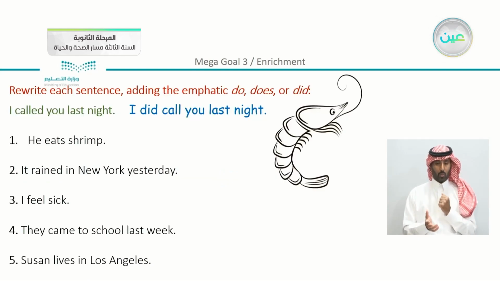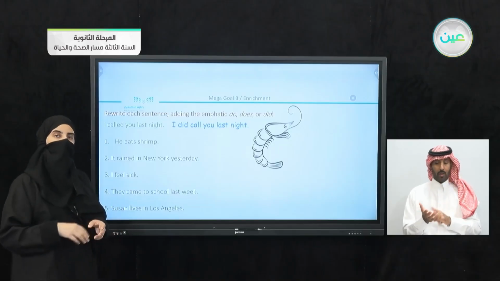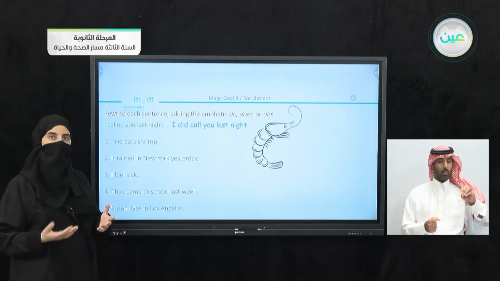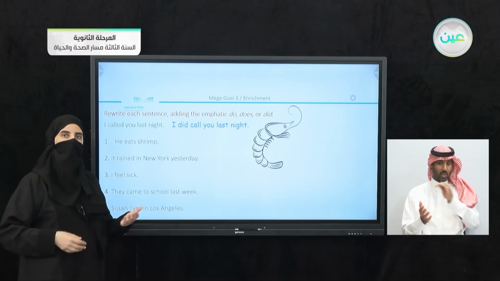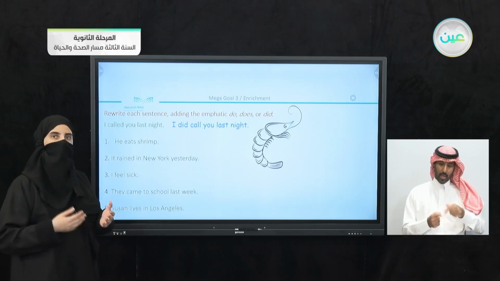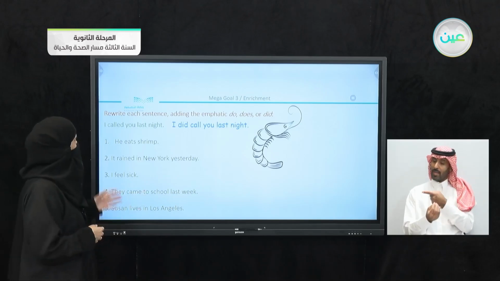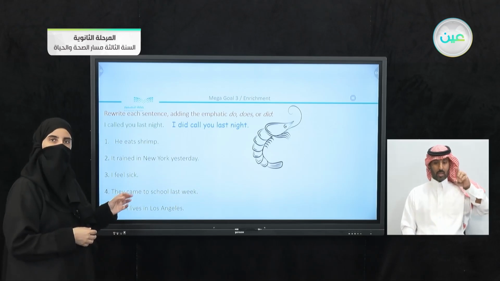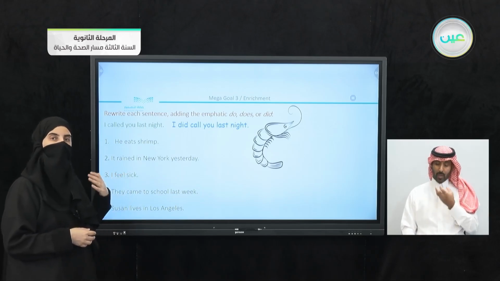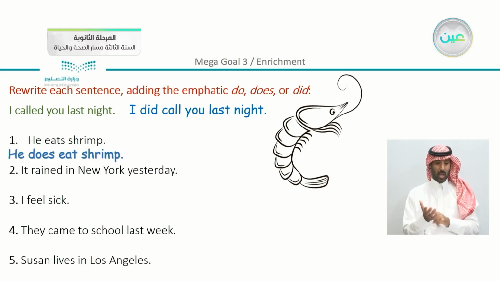Now we have done the exercises here. This time we are going to focus on the emphatic do. Now remember that we said that do can emphasize the sentence. You can use it in the past or the present. So we have here do, does, or did. They can be applied within the sentences. So the first one, he eats shrimp. From the verb, you can see that it is in the present simple. There is an S. So we can emphasize by saying he does eat shrimp.